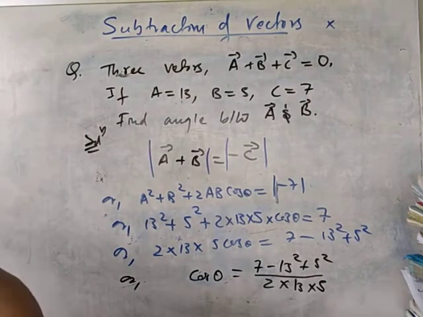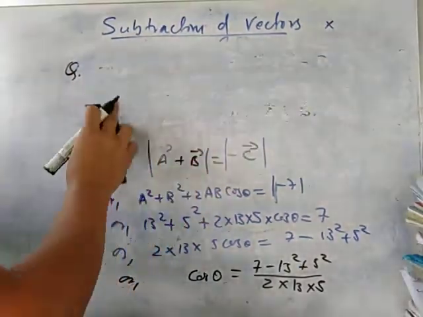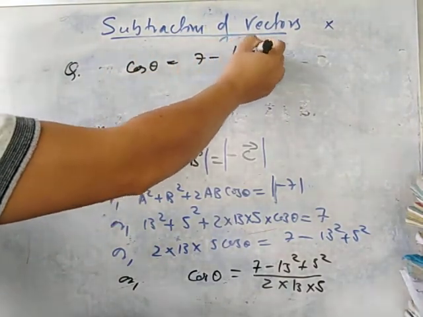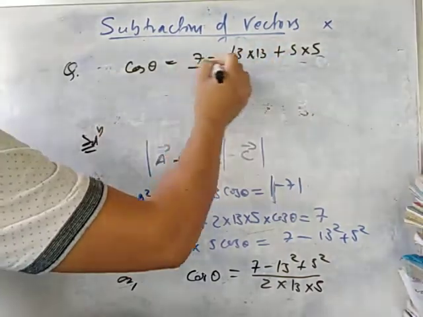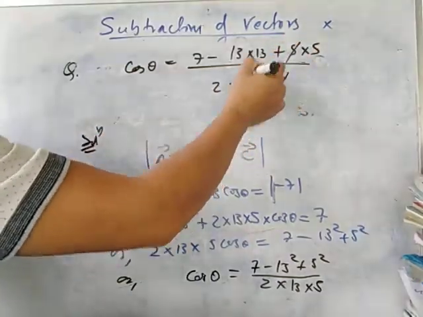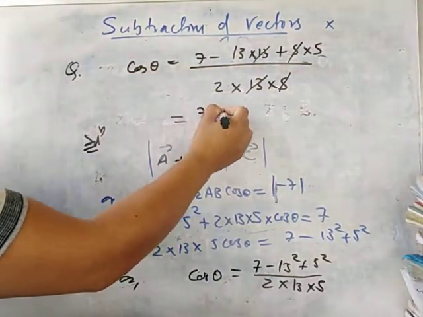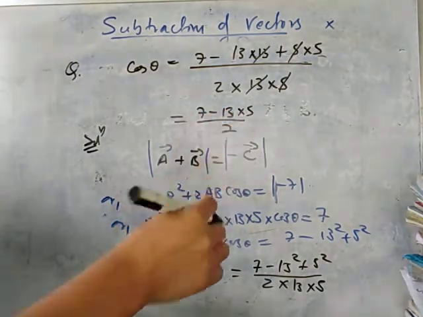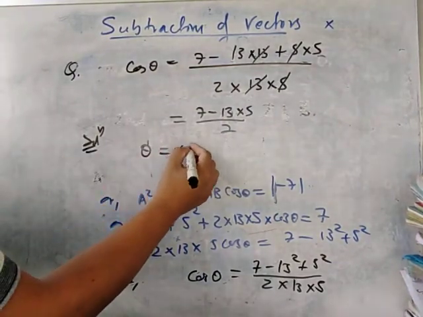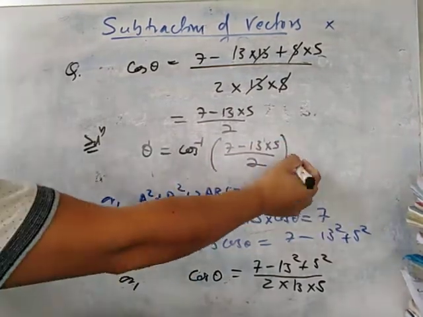So now see, now find it, it will give the angle. Okay, so cos theta equals to 7 minus 13 into 13 plus 5 into 5 divided by 2 into 13 into 5. So 5 cancel, 13 cancel. Now multiply and write. Okay, so 7 minus 13 into 5 divided by 2. Now if you don't get the value of cos, isn't it, what happens? Theta equals to how much? Cos inverse of this value, 7 minus 13 into 5 divided by 2. So this is your answer.